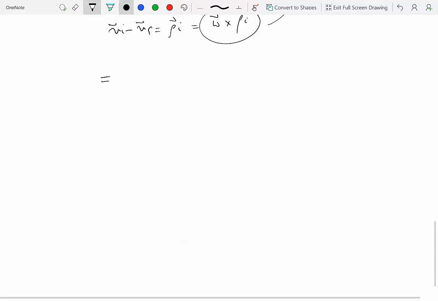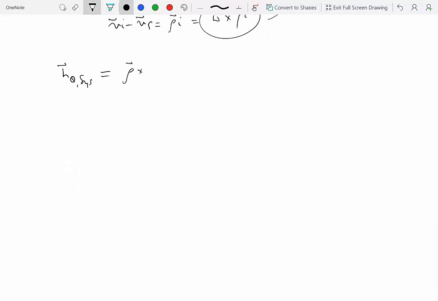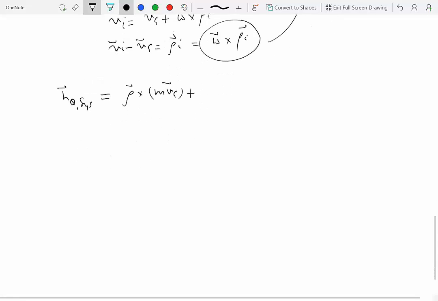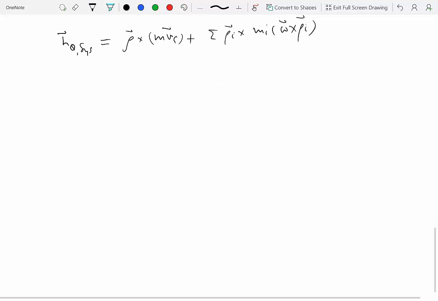So this is H_Q of the system: rho cross m v_g, plus sigma rho_i cross m_i, omega cross rho_i, right? So let's focus on this term now.